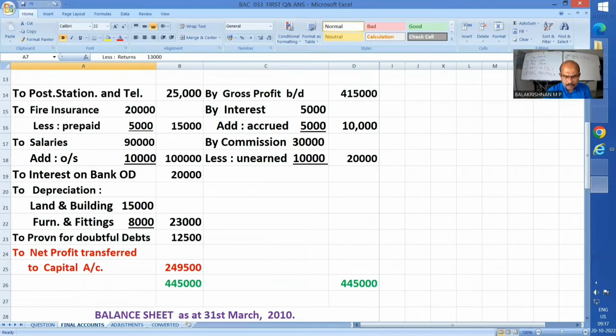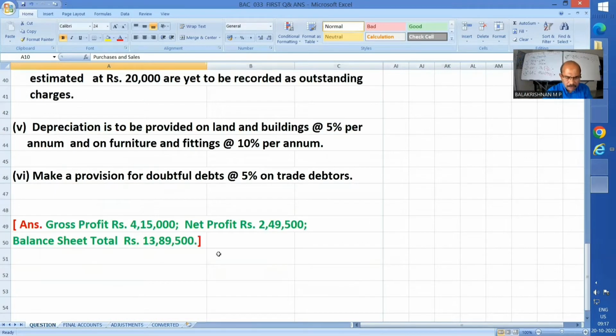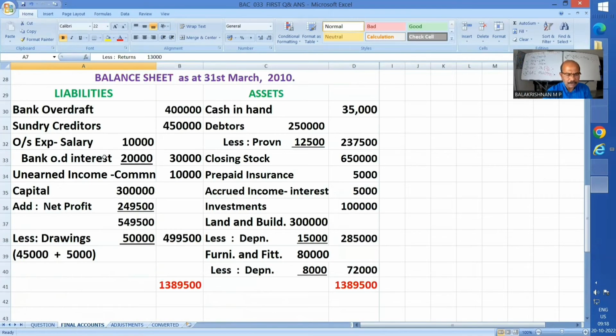And balancing it. Okay, I find a net profit because credit side is more, 2,49,500. That also I need to verify with the answer. Yes, it's correct. 2,49,500. Next one, balance sheet. Bank overdraft, okay, sundry creditors as it is. Outstanding salary and bank overdraft interest, both are outstanding expenses. Okay, together comes 30,000. Unearned income. Any income for that money received, but you have not worked, means it is called unearned income. So that's a liability. You need to extend your service. Okay. So that's also liability.